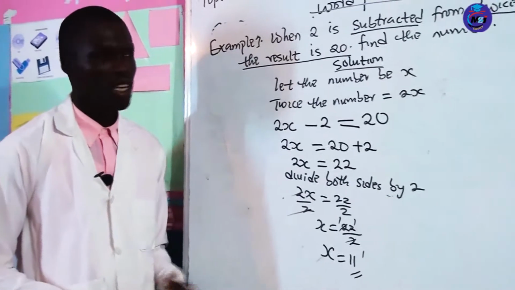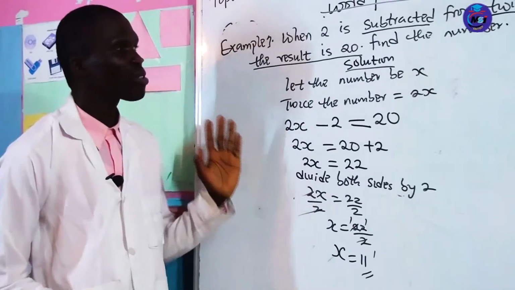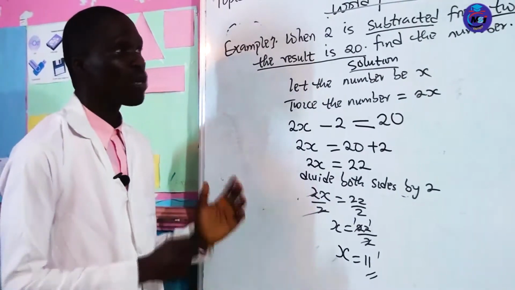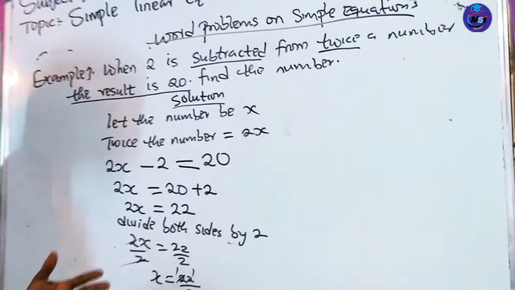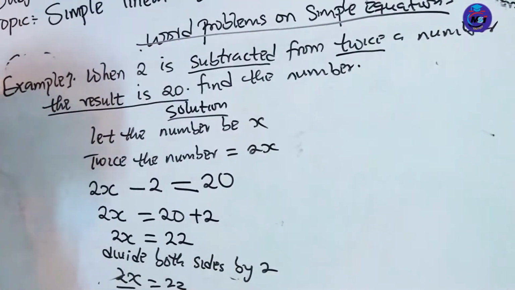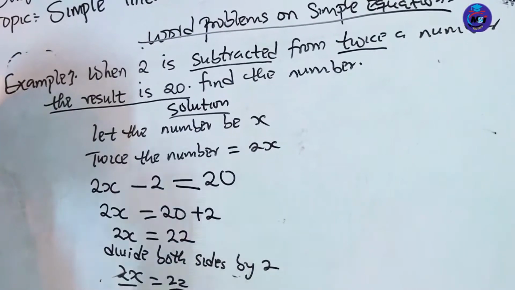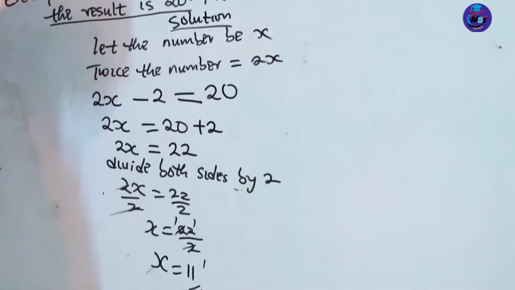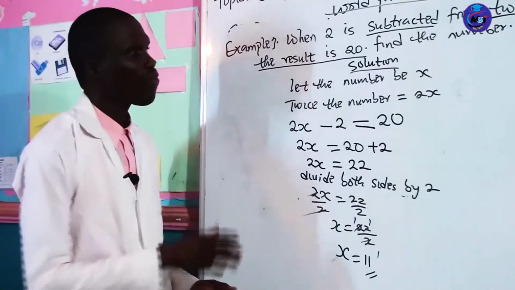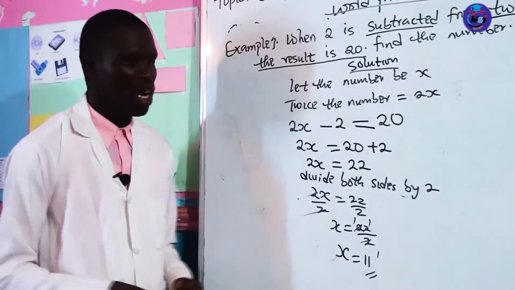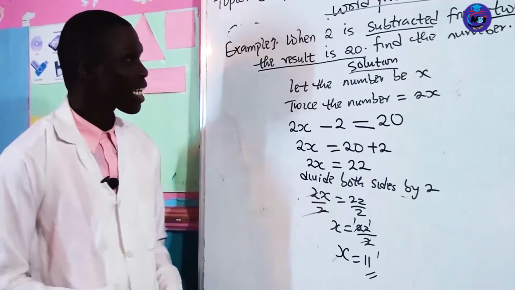I hope you understand this. You need to be very careful when you are solving questions on word problems. Questions can come in different ways. All you need to do is pay attention, reason very well, and interpret the question. Okay, let's go to the final example before we close for this class.